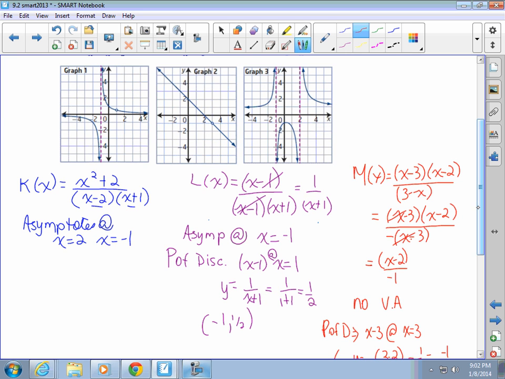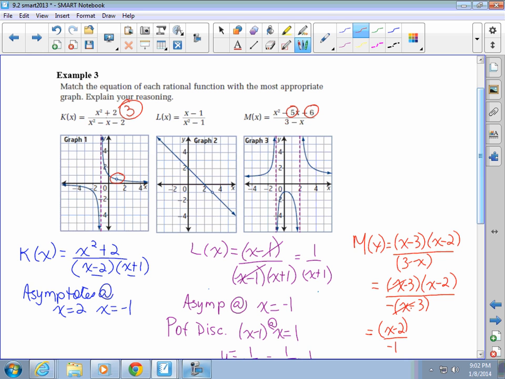I have one vertical asymptote at x is equal to negative 1, and I have a point of discontinuity at 1, negative 1/2. So I have one asymptote and a point of discontinuity right here at 1, negative 1/2. So this is graph 1.